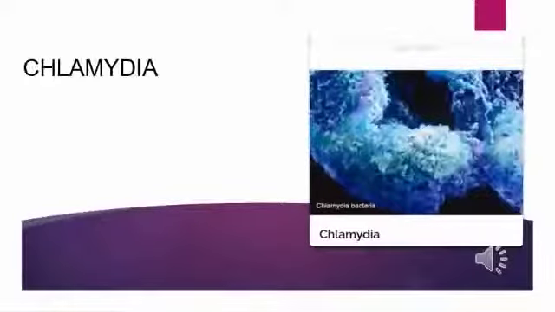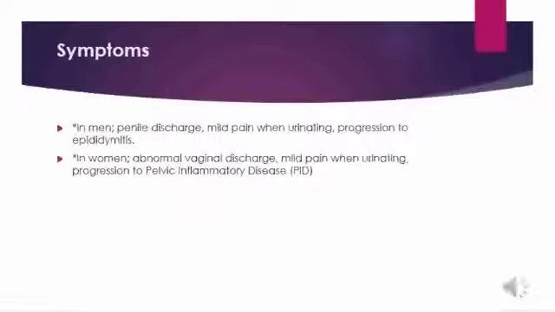Sometimes, in ladies, it progresses to pelvic inflammatory disease, PID, which is a major cause of female infertility and pelvic pain. Symptoms of chlamydia in men include penile discharge, mild pain when urinating, then progression to epididymitis. While in women, it leads to abnormal vaginal discharge, mild pain when urinating, progression to pelvic inflammatory disease.